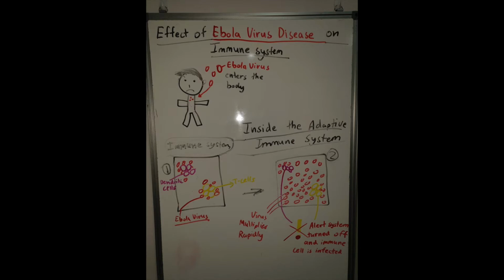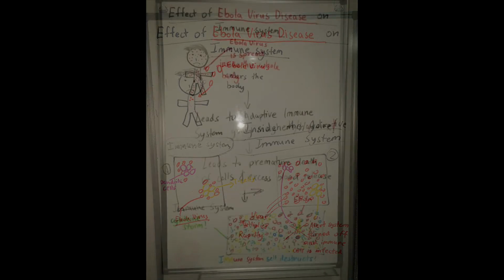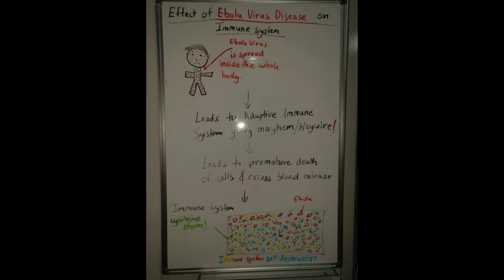The virus shuts off the alert system for dendritic cells, which means that it can't alert an immune system response. At this point, the virus multiplies rapidly. The virus is spread everywhere in the body and infects many organs. At this point, a major immune system response is triggered where the immune system attacks everything. The blood contents released after the premature death of cells is what triggers a cytokine storm.